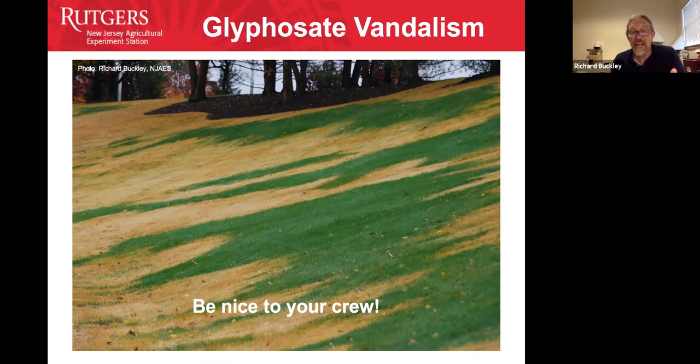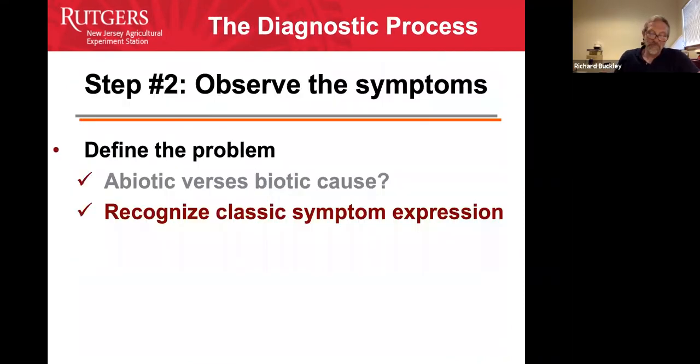It never gets any better and doesn't spread. You can see the green grass; it's still green where it wasn't sprayed. So it's a rapid, one-time cause and effect, versus a time period that may be days, weeks, or months. If you can recognize this, you can separate biotic versus abiotic.